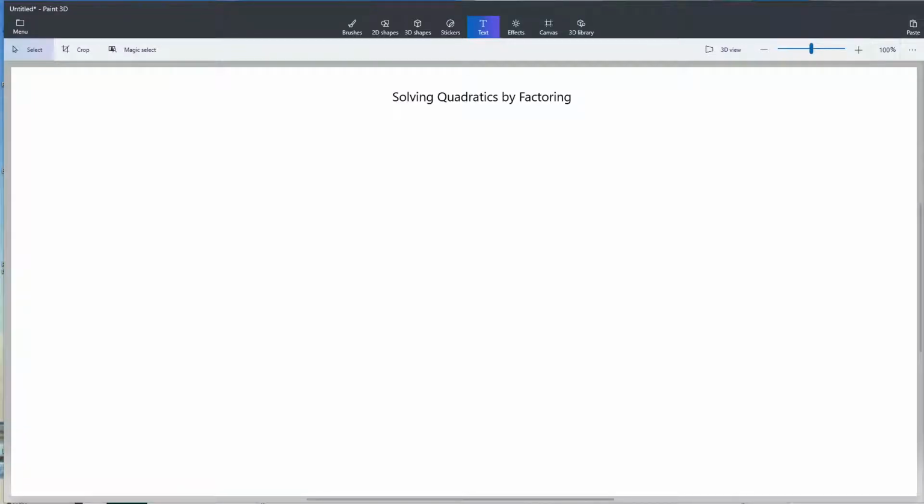Everybody. So we've already reviewed factoring, so I want to talk about how we are going to use factoring. So the first thing we want to talk about is what is a quadratic function, and then what is a quadratic equation.